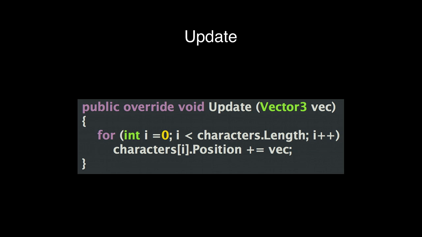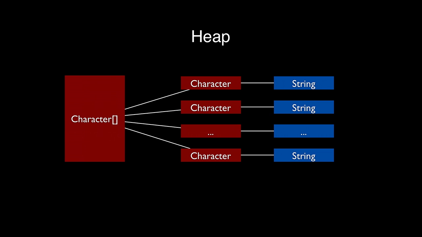In our update, it's really simple. We're just going to loop over the whole length of the array. We're going to retrieve each character, its position, and add the vector to it. So this is what our heap memory is going to look like.